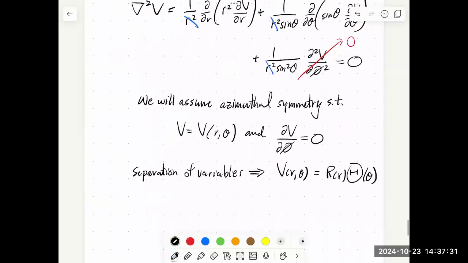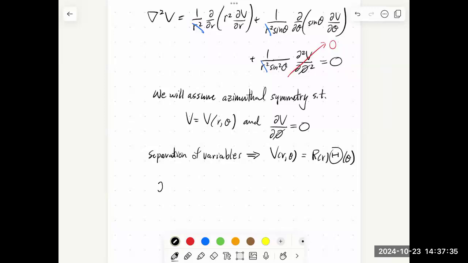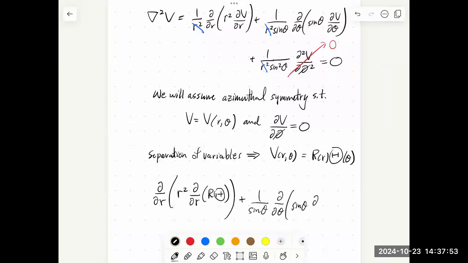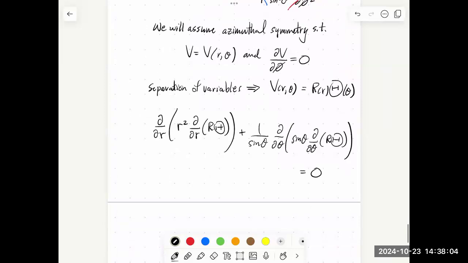All right, so then we have, let's see, d by dr of r squared, d by dr of R times capital Theta, plus 1 over sine theta, d by d theta, sine theta, d by d theta of R times Theta. Okay, and so that has to be equal to 0. You can probably see what's going to happen. All of the r dependence is in this capital R, so this Theta comes outside. All of the theta dependence is in capital Theta, so this R comes outside. So let me take those out and let me divide by R times Theta all at once.